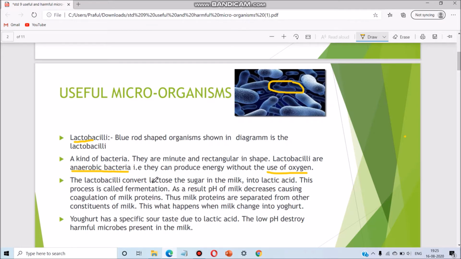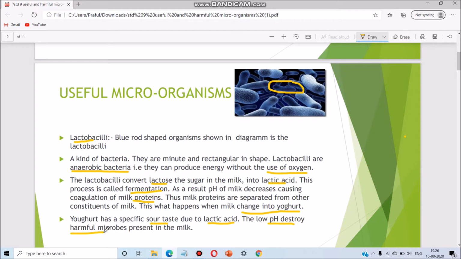The lactobacilli convert lactose, the sugar in milk, into lactic acid. This process is called fermentation. As a result, the pH of milk decreases, causing coagulation of milk protein. Thus, milk protein is separated from other constituents of milk. This is what happens when milk changes into yogurt. Yogurt has a specific sour taste due to lactic acid. The low pH destroys harmful microbes present in the milk.